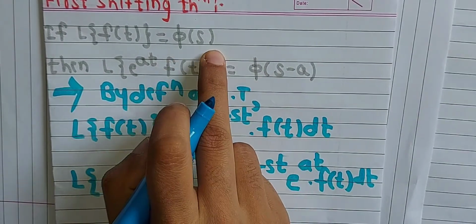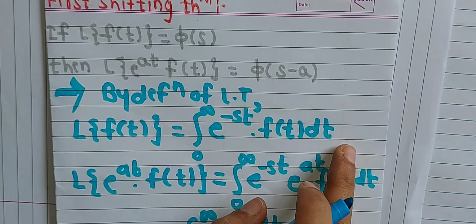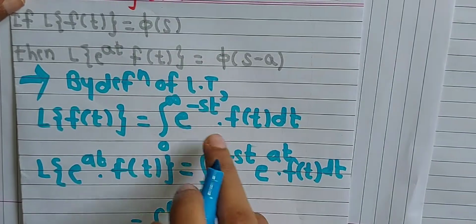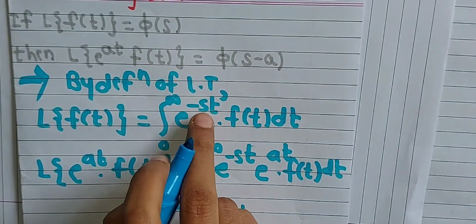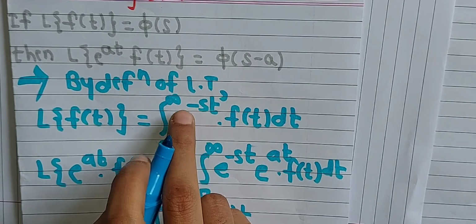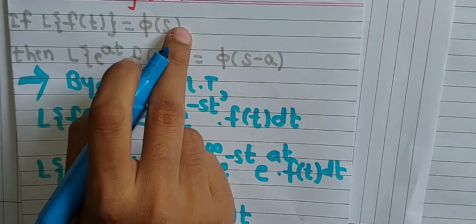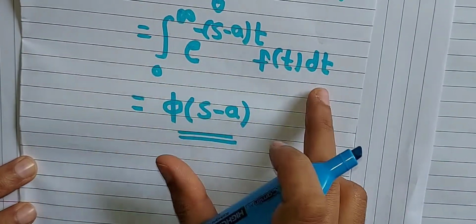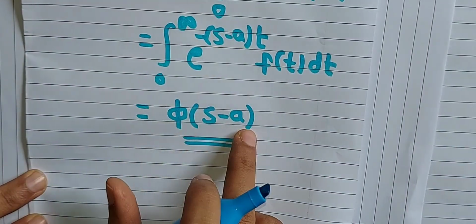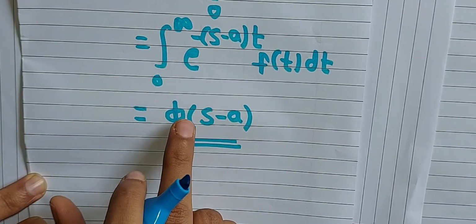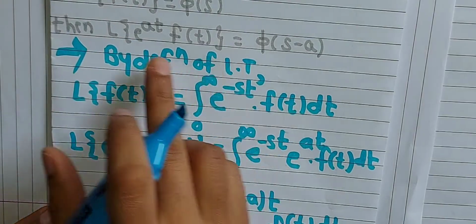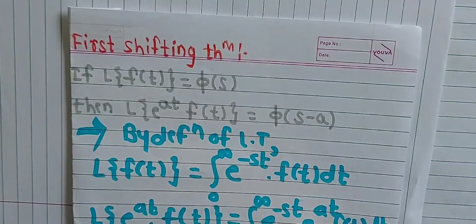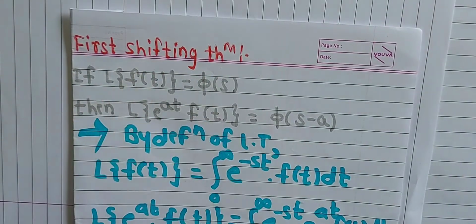This is equal to phi of s, because this is e raised to something into f of t dt. Similarly, we have obtained e raised to something into f of t dt, and its value is phi of s. This is possible because of the coefficient of e raised to something, that is minus s. Here we have a minus sign, but when we write its value we have to consider a plus sign, its opposite sign. So compare this with our given integration, we can write this as s minus a, and a negative sign is converted into a positive sign. So we have obtained that Laplace transformation of e raised to at into f of t is equal to phi of s minus a. So this is the first method of the first shifting theorem.